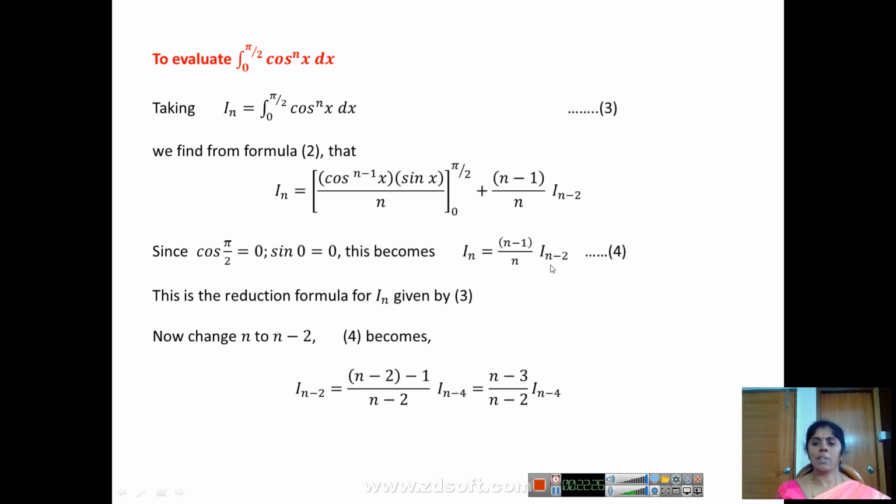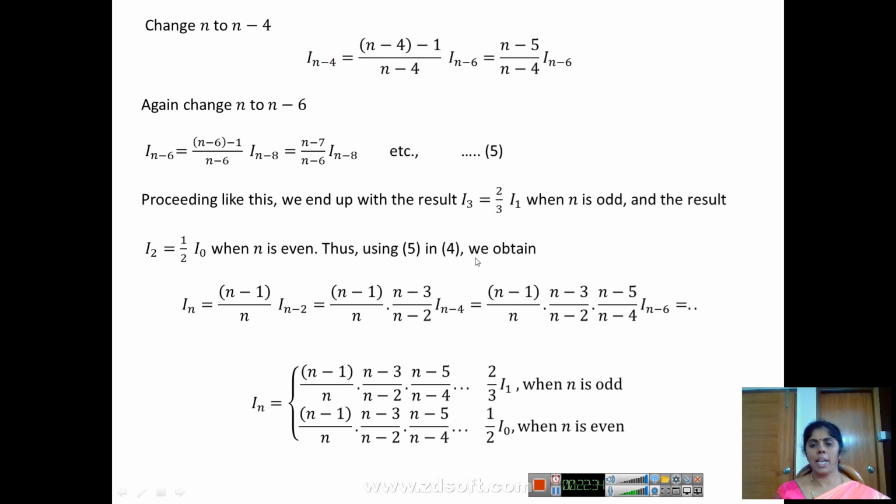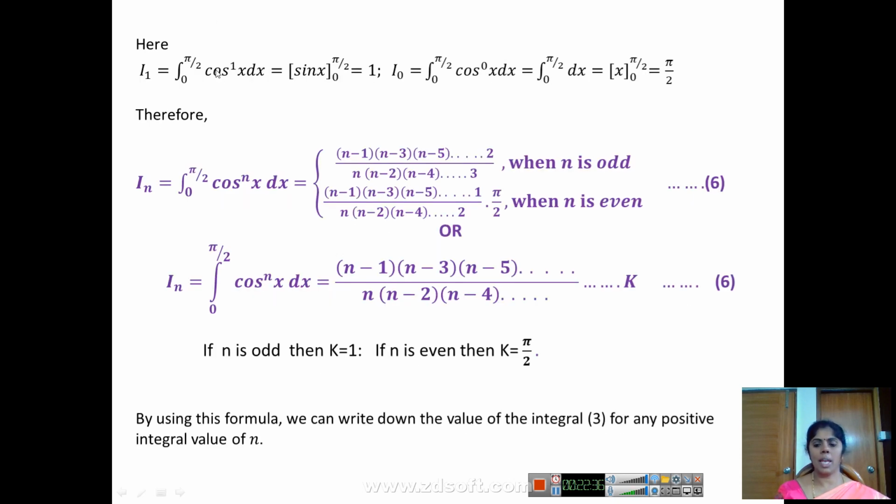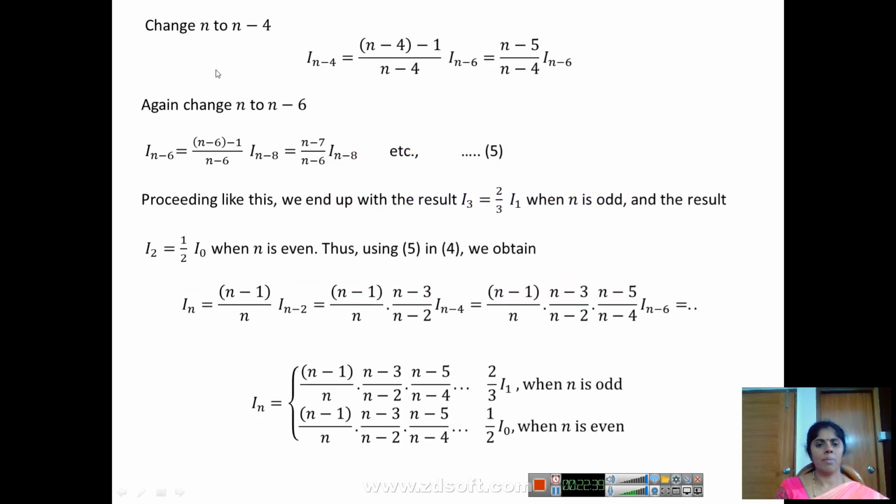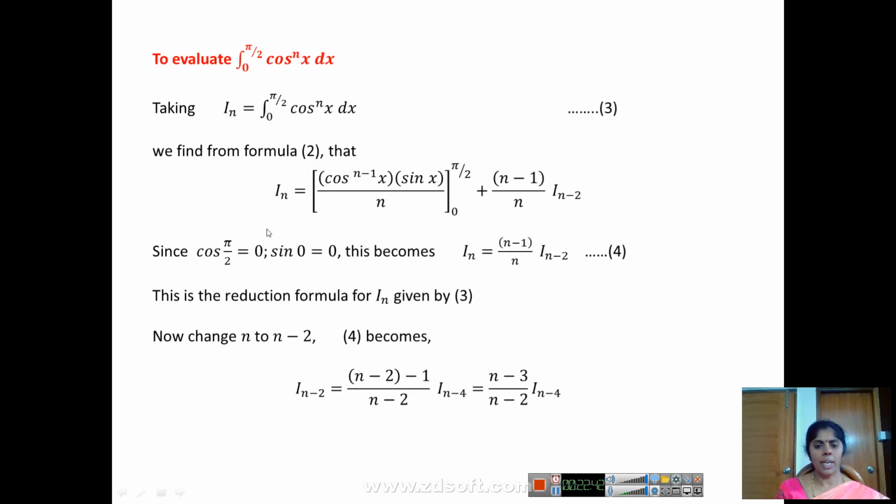In this equation 4, to evaluate the term I_{n-2}, we have to change n to n minus 2. If I change n to n minus 2, then in the place of n, I can just substitute n minus 2. I_{n-2} equals (n minus 2 minus 1) whole divided by (n minus 2) into I_{n-4}, which is equal to (n minus 3) whole divided by (n minus 2) into I_{n-4}.